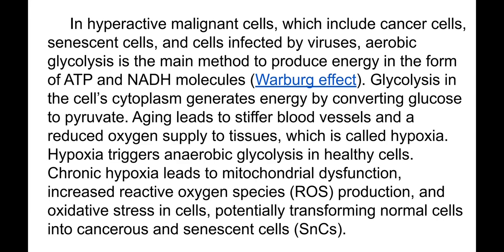Aging leads to stiffer blood vessels and reduced oxygen supply to tissues, which is called hypoxia. Hypoxia triggers anaerobic glycolysis in healthy cells. So you see aerobic and anaerobic glycolysis are different, but we will see it on the next page of the presentation. Chronic hypoxia leads to mitochondrial dysfunction, increased reactive oxygen species production, and oxidative stress in cells, potentially transforming normal cells into cancerous and senescent cells.